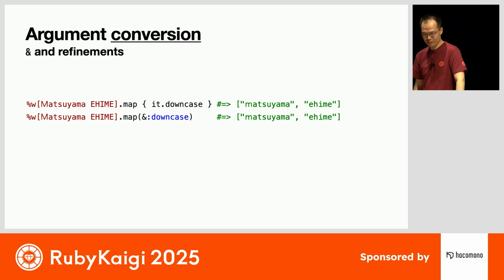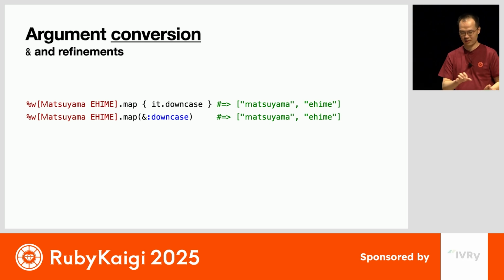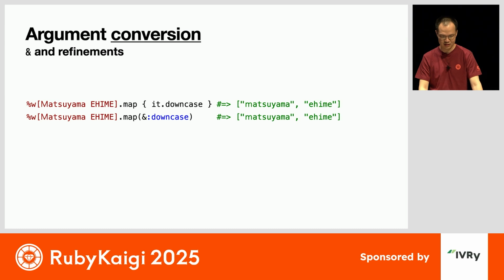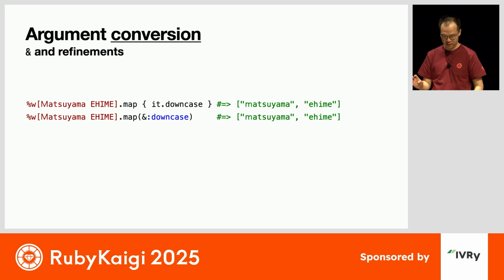Now, onto block arguments and refinements. The ampersand symbol shorthand is pretty well known. It's useful when you need a block that takes one argument and just calls a method on the argument. Instead of writing out the block, you can pass the name of the method that you want to call using ampersand instead. I'm using downcase in this example, and the 2 lines give the same result, as you can see.